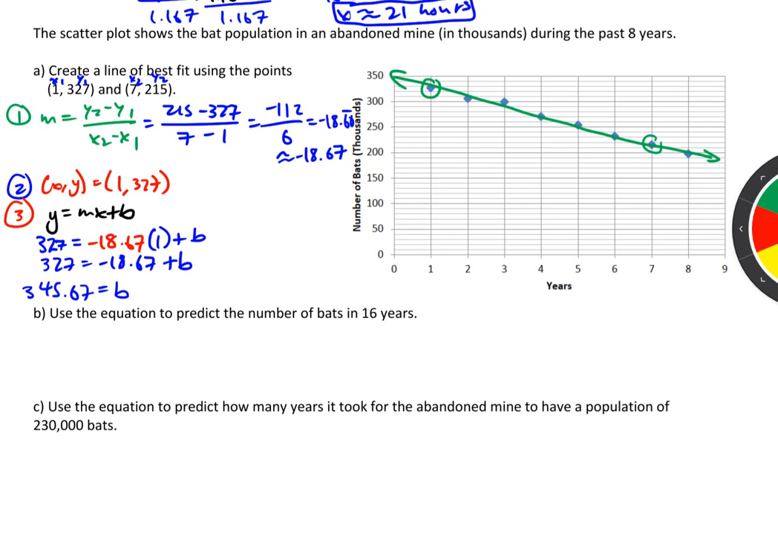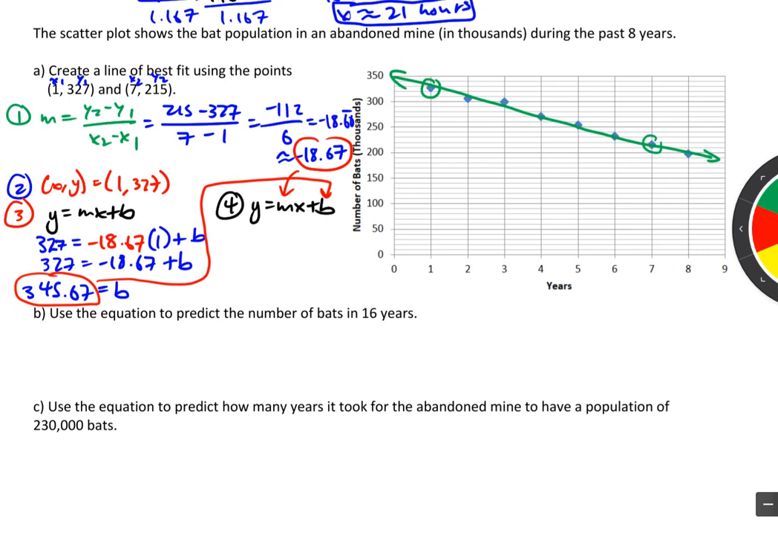345.67. That's going to be our y-intercept. Okay. Then our next step is, given the equation of the line y equals mx plus b, we're going to plug in what we know. So we know our slope and we know our y-intercept. Maybe I'll circle that a little bit better. This is our y-intercept, and this comes in right here. Okay, so y equals negative 18.67x plus 345.67. And there we go. That's basically how you would create your equation, your line of best fit.